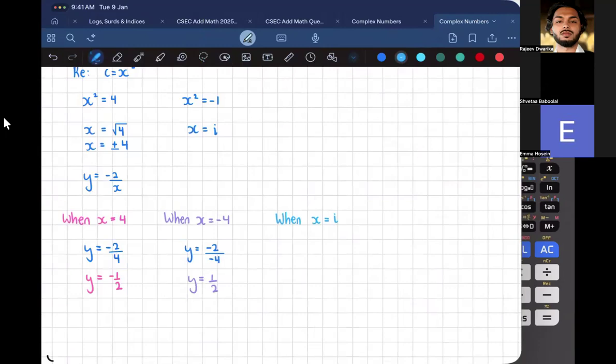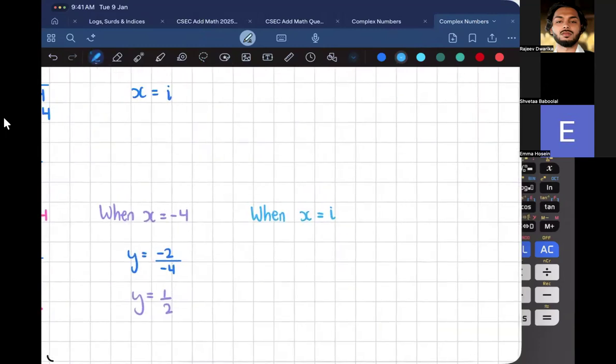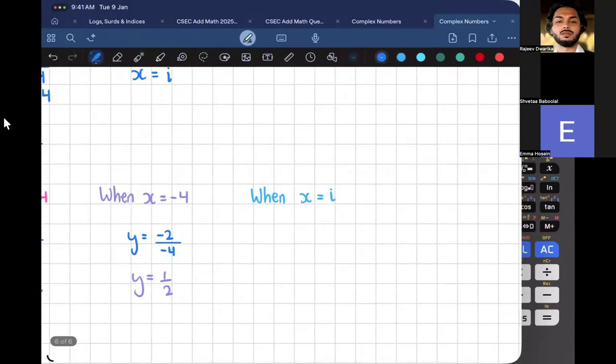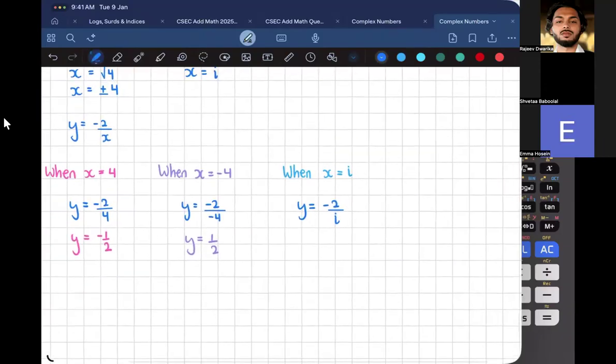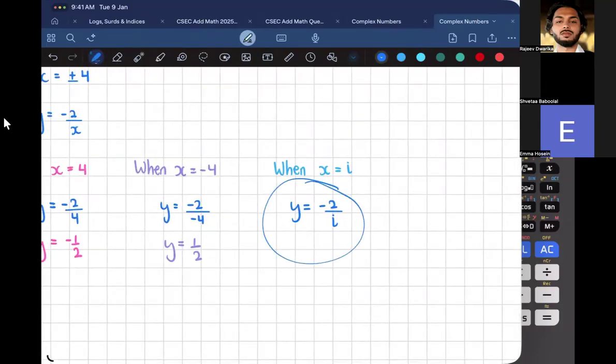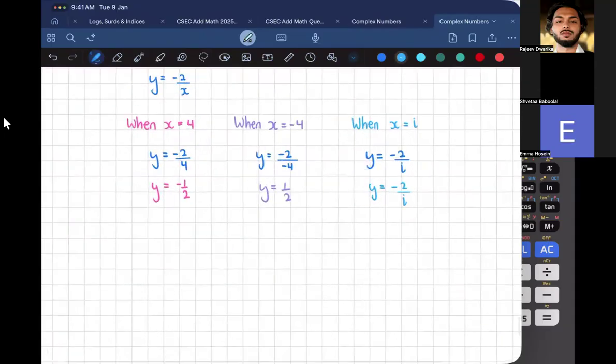All right, so guys, the last one: when x is equal to i, you're gonna get y is equal to minus 2 all over i. I want to hold on to this, right? So keep this in the back of your mind: minus 2 over i.